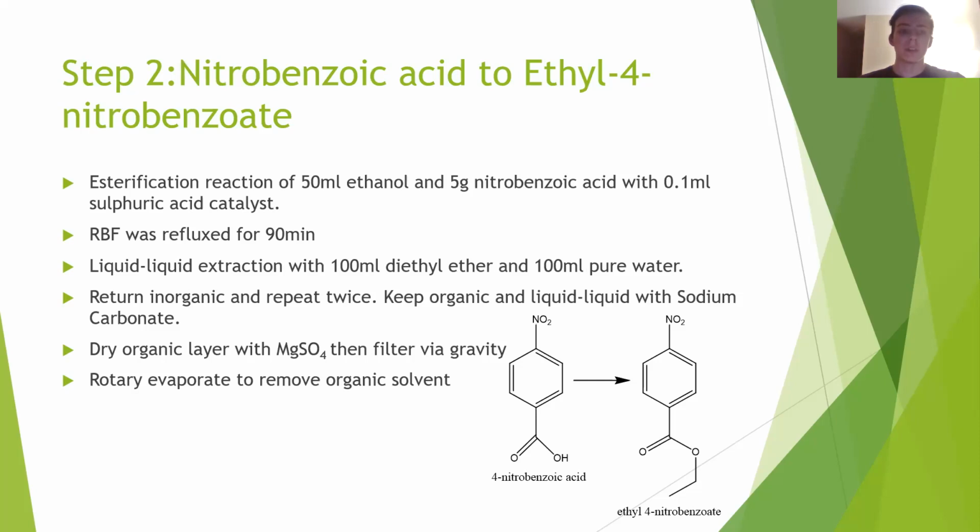We returned the inorganic layer into the pear-shaped flask and repeated twice, and made sure to keep the organic separately. We then added sodium carbonate to the organic and performed another liquid-liquid extraction. We then added magnesium sulfate to the organic layer to remove water. We then filtered via gravity filtration to remove magnesium sulfate. We then rotary evaporated to remove the organic solvent.